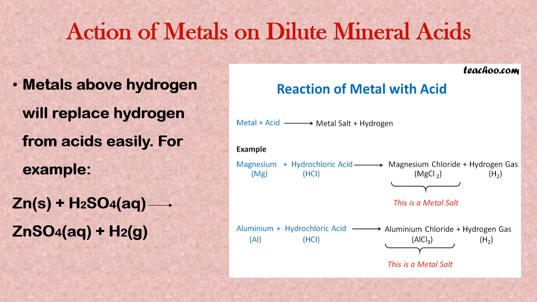Now another example we have is magnesium reacting with hydrochloric acid and aluminum reacting with hydrochloric acid. Now if you notice the result of the reaction, we have the metal salts, magnesium chloride and aluminum chloride, which have displaced hydrogen from hydrochloric acid to liberate hydrogen gas. So this is a typical example because magnesium, aluminum and zinc are above hydrogen in the activity series. So you see now why the knowledge of activity series is very, very important.